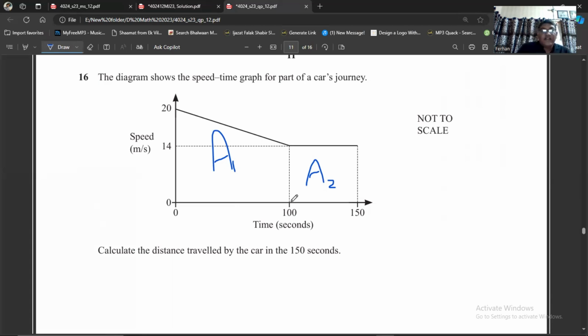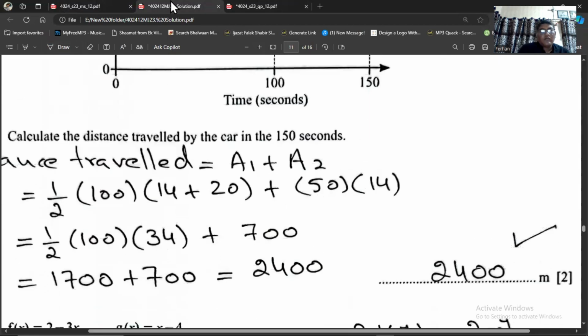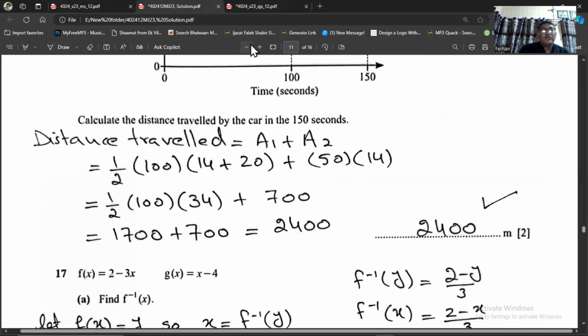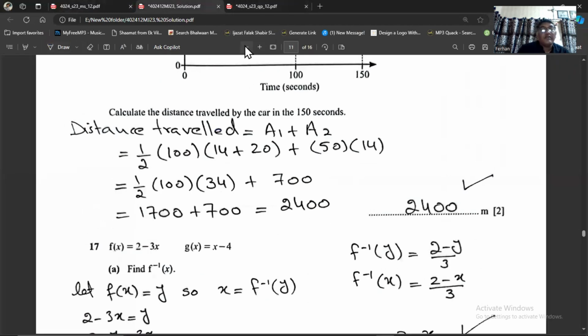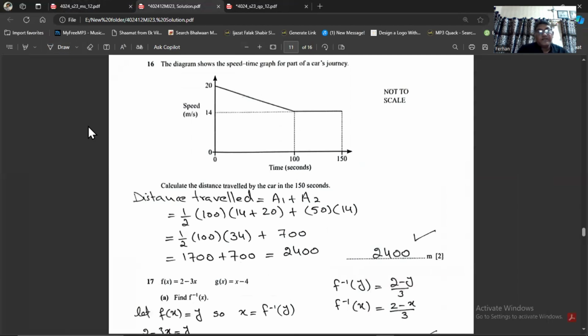Very easily I can find the area of the trapezium. The area of the trapezium will be 1 by 2 into the height into the sum of parallel sides, plus the area of that rectangle. So I will have 1 by 2 into 100 into 14 plus 20, and then plus 50 into 14, that is 700. So 1 by 2 into 134, that is 1700, plus 700, and that is 2400.